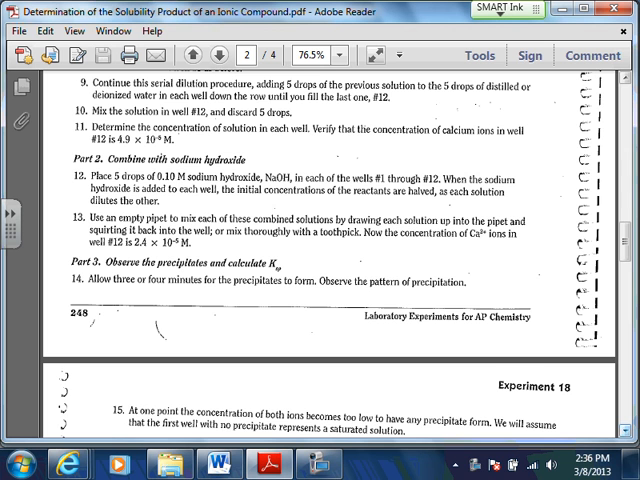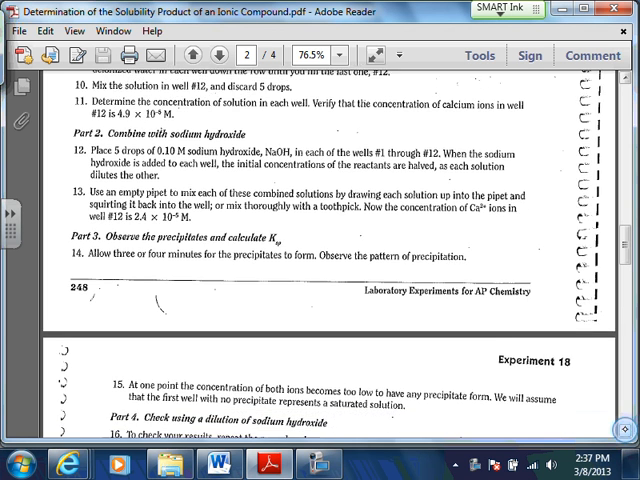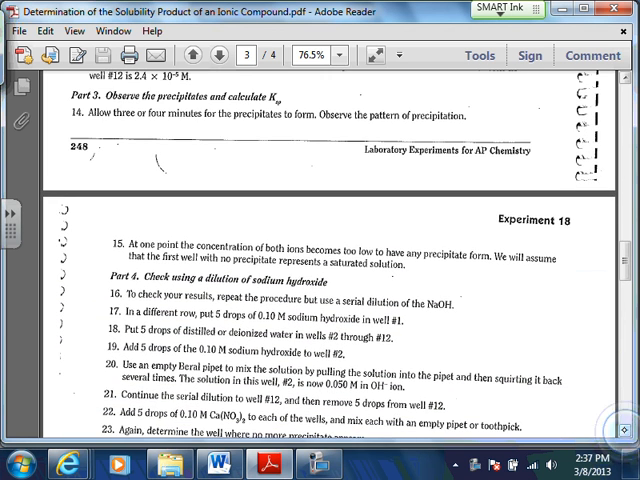Again, you have to remember that as we put in the NaOH, that's going to halve all the initial concentrations. So we're going to keep that in mind. And then you're going to mix those by drawing them up into the pipette and squirting them back into the well. That's going to make the concentration of the Ca2+ ions in the last well 2.4 times 10 to the negative fifth, because it's going to be half what it was before. Then you're going to give it a few minutes. It takes a few minutes for the precipitates to form here.